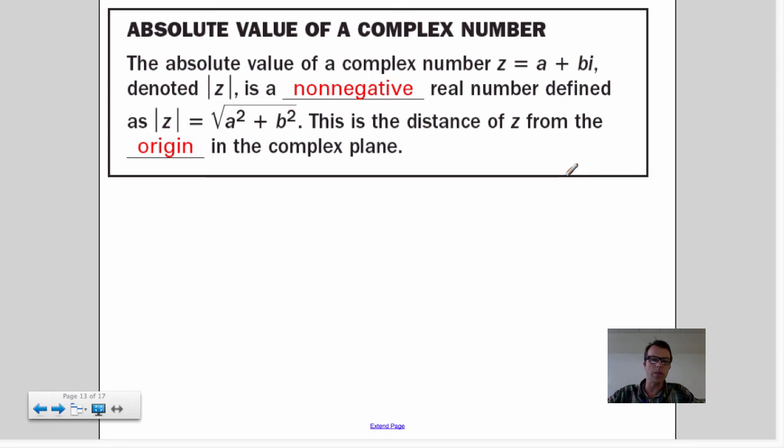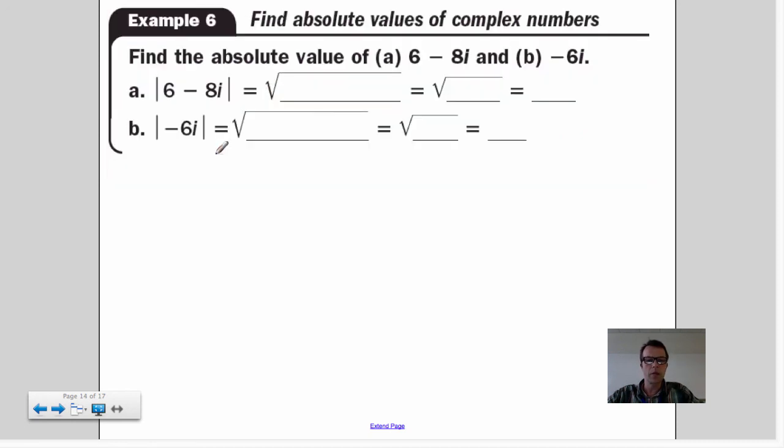So the absolute value of a complex number, a plus bi, is denoted, we use this nice absolute value of z. It is a non-negative real number. It's always just the distance from the origin to the plotted point. And we use Pythag to solve. Let me do one example here.